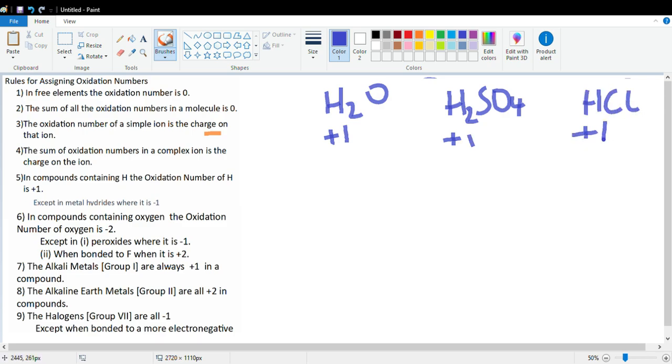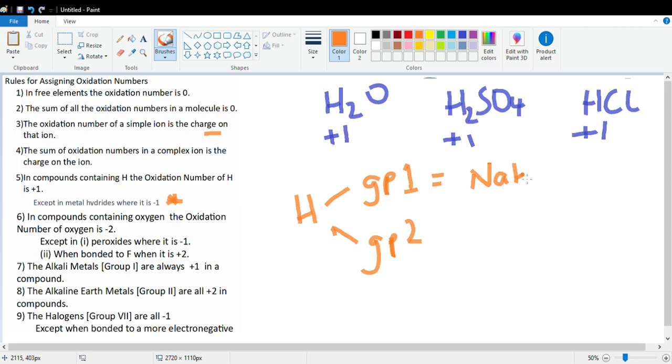The exception to this is when we've got a metal hydride. A metal hydride is a hydrogen bonded to a metal in group 1 or a metal in group 2. So for example, if we had sodium hydride, NaH, the hydrogen would be -1. In group 2, if we had MgH2, each of those hydrogens is going to be -1 as well.